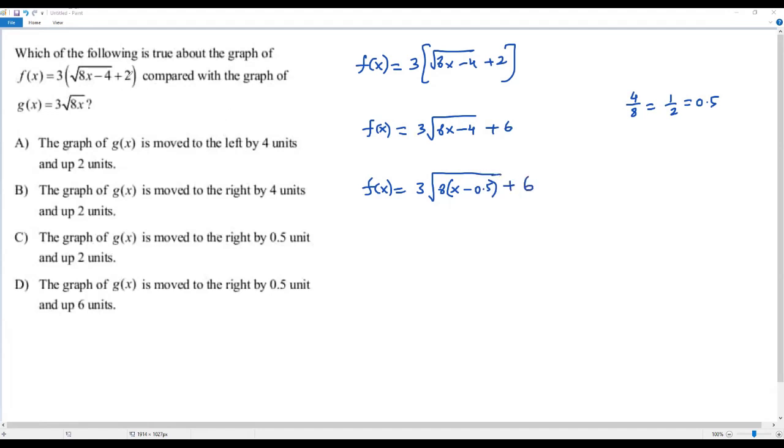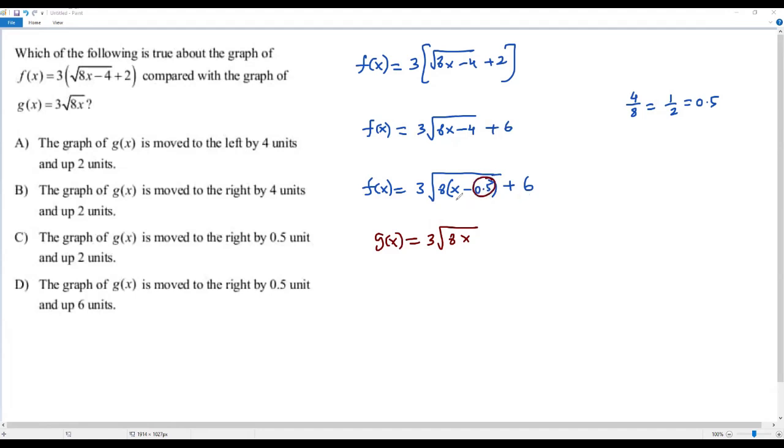Now, let's take the function g of x over here, that is 3 times square root of 8x. So g of x equals 3 times square root of 8x. Here we have 3 and here we have 3, and here we have 8 and here we have 8. So we don't have to worry about the 3 and 8, because whatever numbers we have in the function g of x, the same numbers we have in the function f of x in the same position. Now we have to consider this particular value over here and this particular value over here.